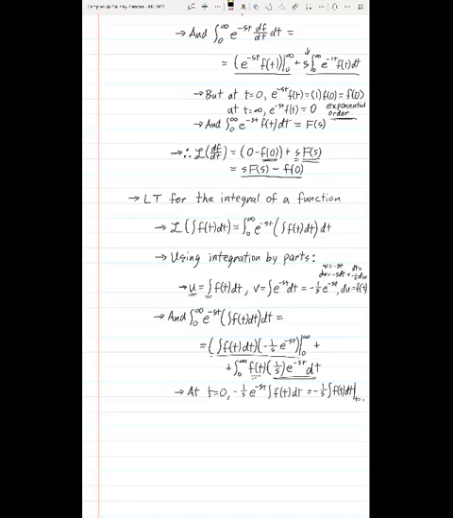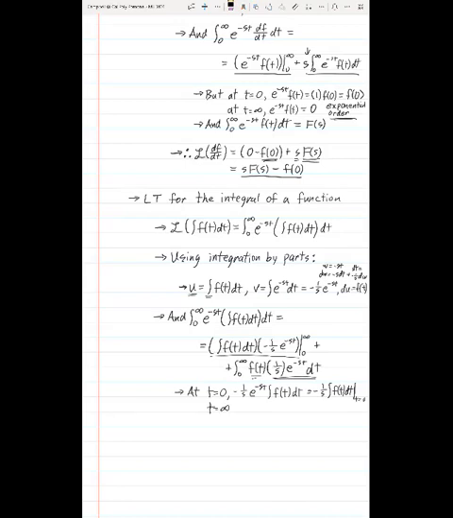So we have to integrate f of t, then whatever function we get, we plug in t equals 0. We take that value, because it has to be a value, and we multiply it by negative 1 over s, and we just run with that in the transformed equation, or transformed relationship, that we're dealing with.